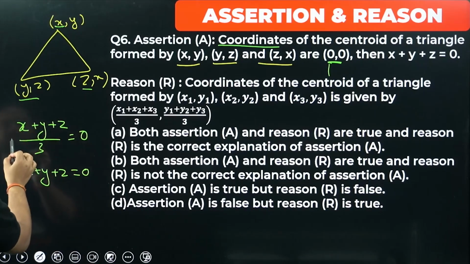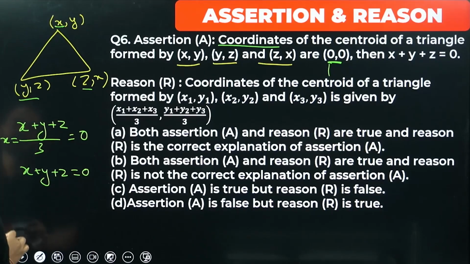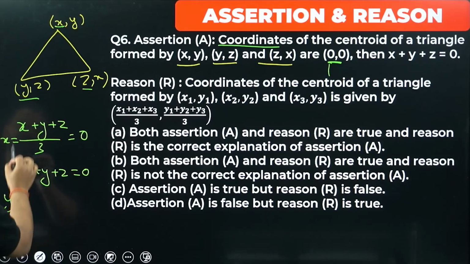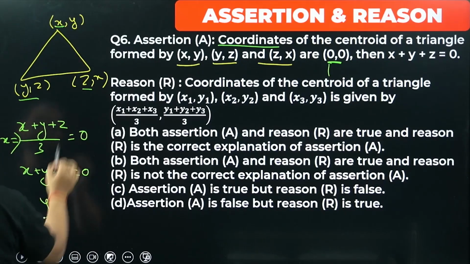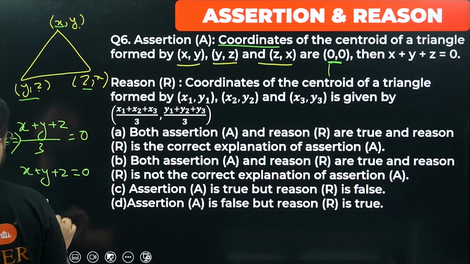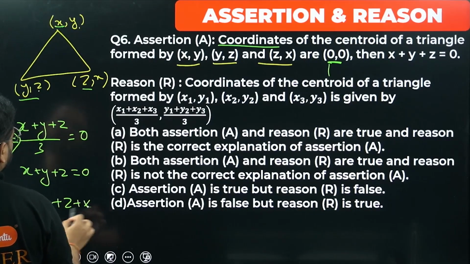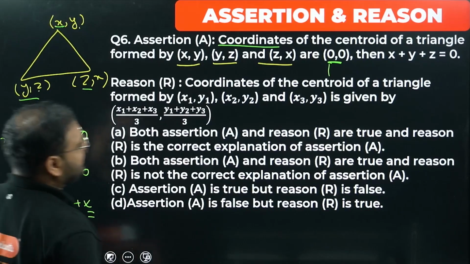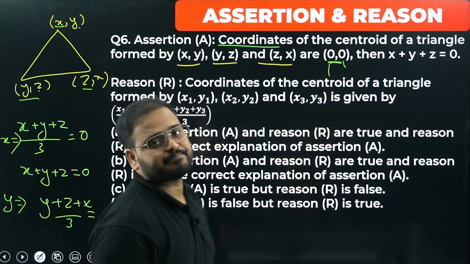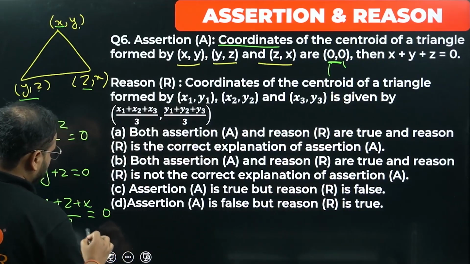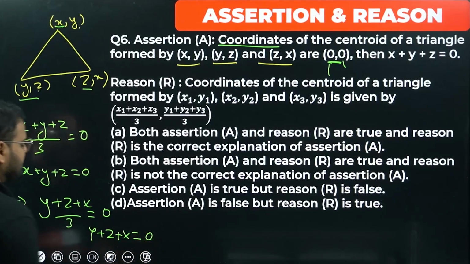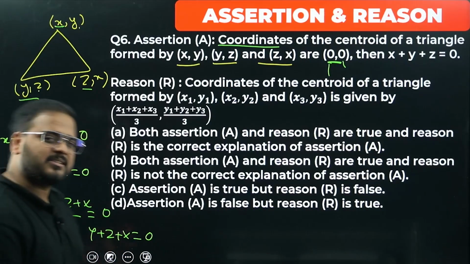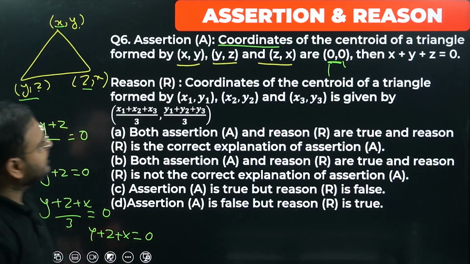What about the y coordinate? This is my x coordinate, right? What is the y coordinate? Have a look. Y plus z plus x, correct? Y plus z plus x by 3. What is the y coordinate given again here, sir? 0 only. Again, y plus z plus x equals 0. Same thing: x plus y plus z or y plus z plus x is the same thing. So this is what we are getting.